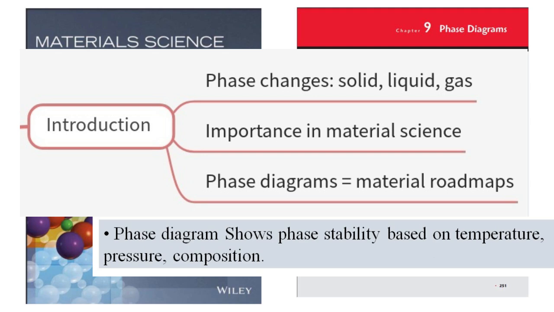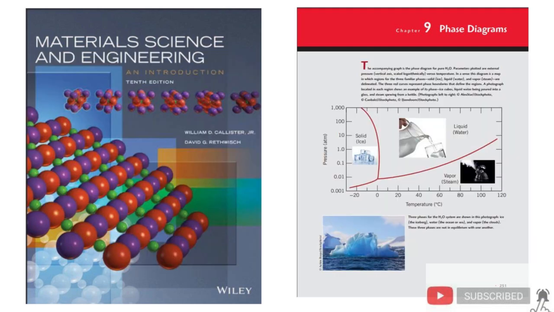And just like a meteorologist uses a weather map, scientists and engineers use these phase diagrams to figure out how a material will behave in different situations. Super helpful for anything from cooking a perfect steak to designing a super strong alloy for a spaceship or whatever. Awesome. So we're decoding these material roadmaps today. What sources are we using for this deep dive?